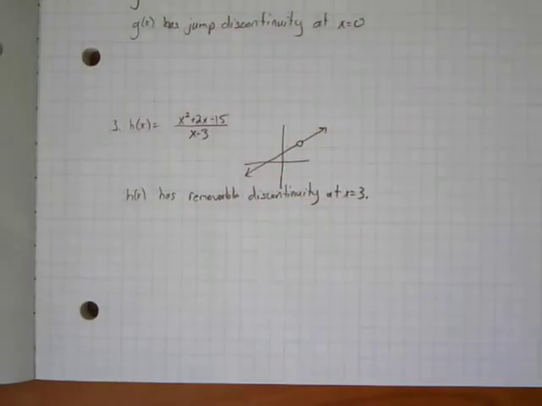So it's always a good idea to look for when the denominator is equal to 0, then graph it and see what type of discontinuity it has.